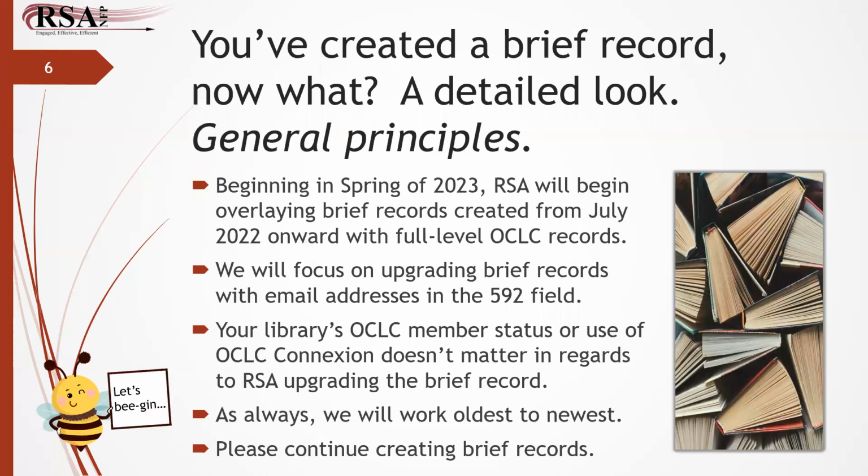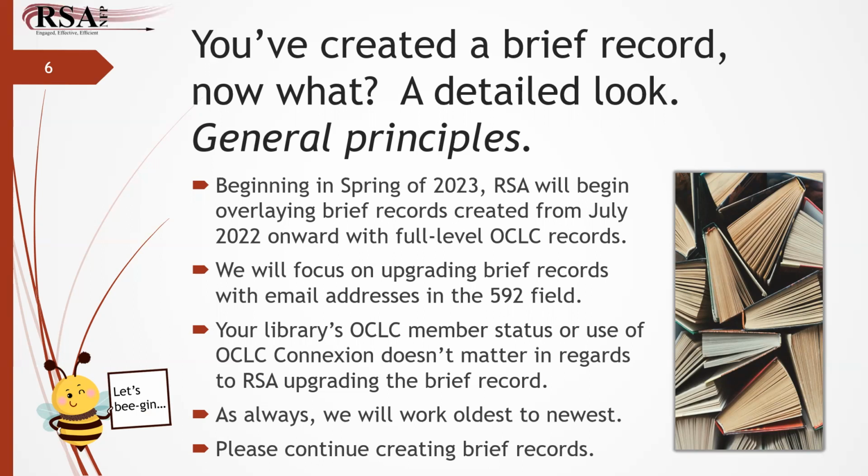In spring 2023, RSA will begin working through a system-wide report of brief records with email addresses in their 592 fields, upgrading these brief records to OCLC records with full bibliographic description. Keep in mind, RSA will upgrade brief records to OCLC records, regardless of if the library that created the brief record is an OCLC member and whether or not that library uses OCLC Connection themselves. Basically, if there's a brief record in Workflows with an email address in the 592 field, we will upgrade it.